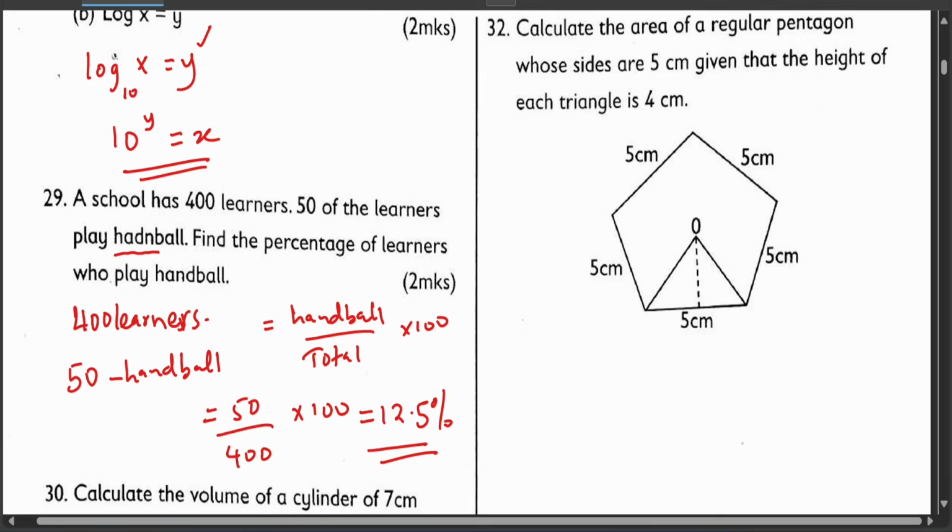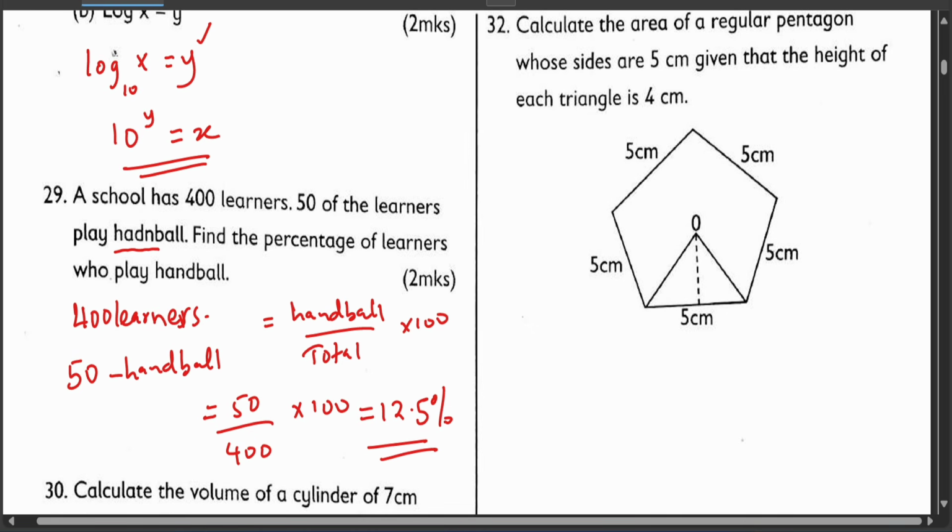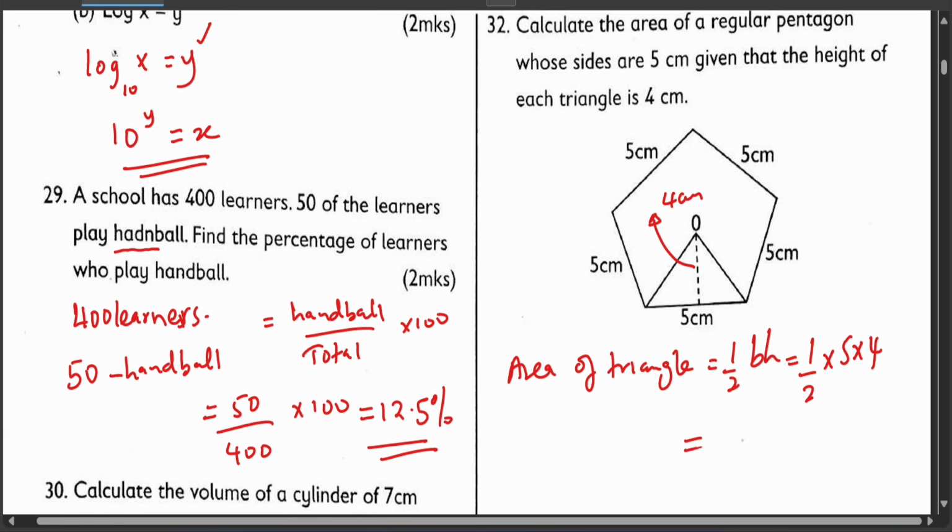Okay, question 32. Calculate the area of the regular pentagon whose sides are 5 cm, given that the height of each triangle is 4 cm. So height ya hiyo niambiwa ni 4 cm. Now let's find the area of that triangle, and it's given by a half times base times height. So a half times your base 5 times your height 4 gives you 10 centimeter square.